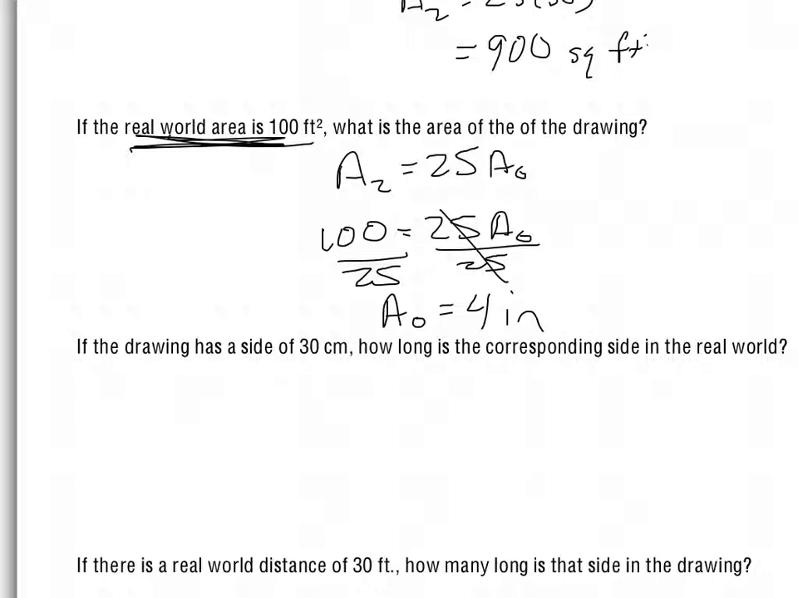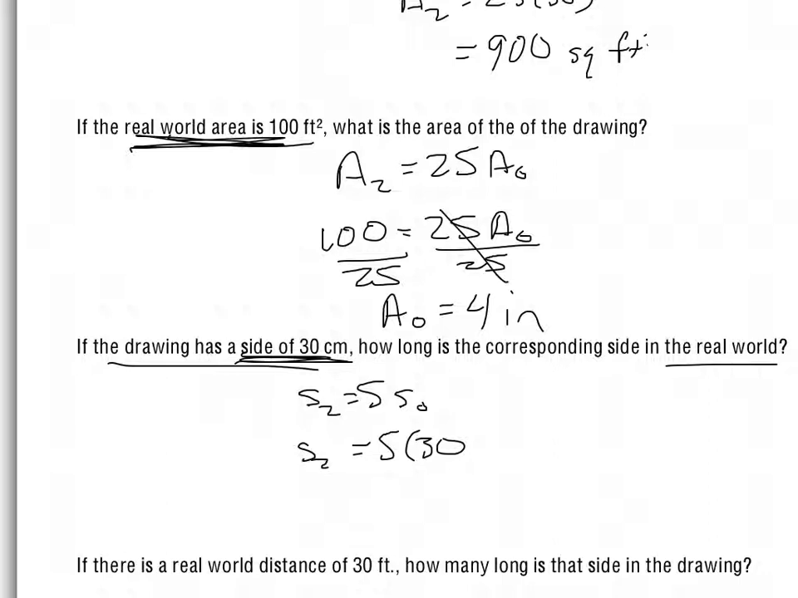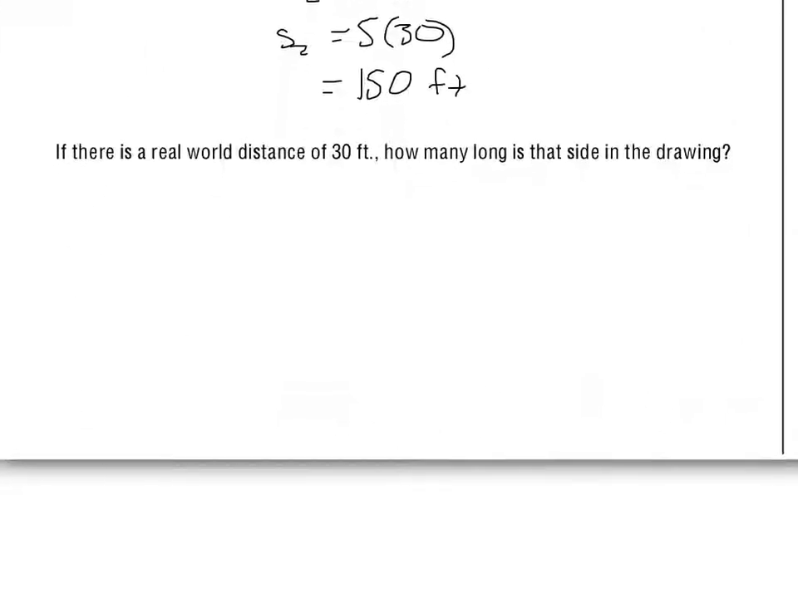Alright, the drawing has a side. Okay, it jumps out at me. We're talking about sides here. Side 2 is equal to 5 times the side on the drawing. The drawing has a side of 30, so this means that's 5 times 30 in the real world, good. So S2 is equal to 5 times 30, which is 150 feet. Not an area, just the length of the side.